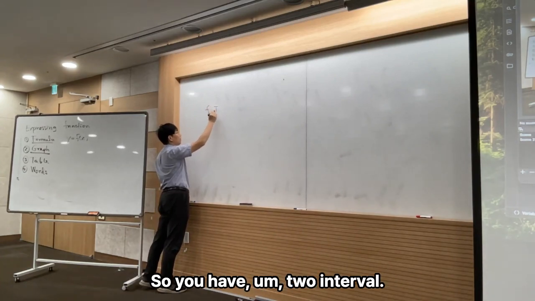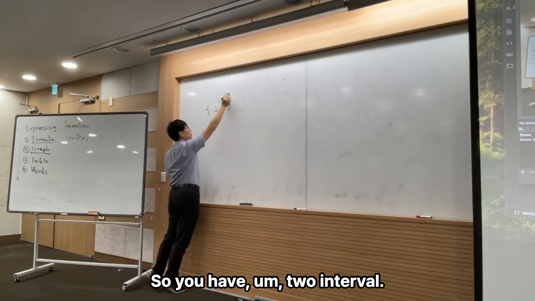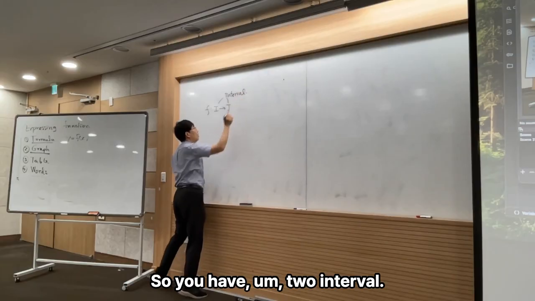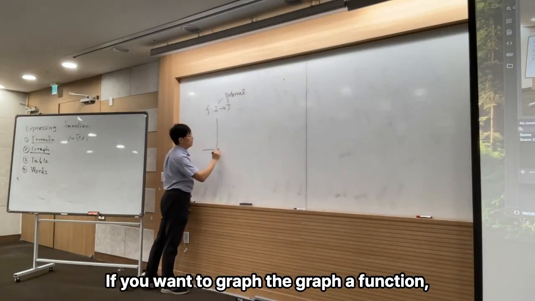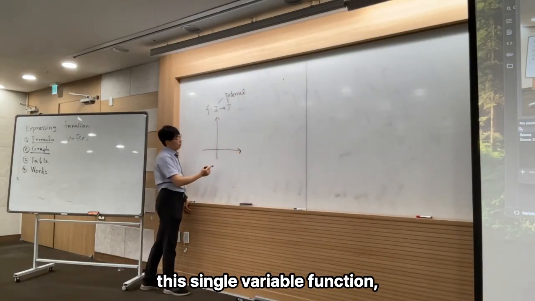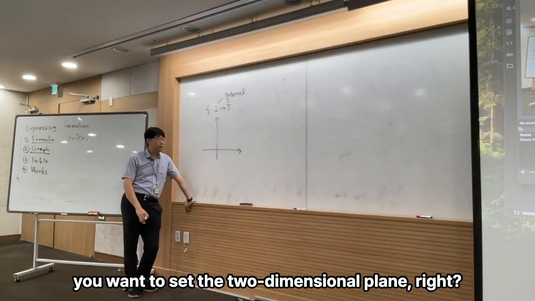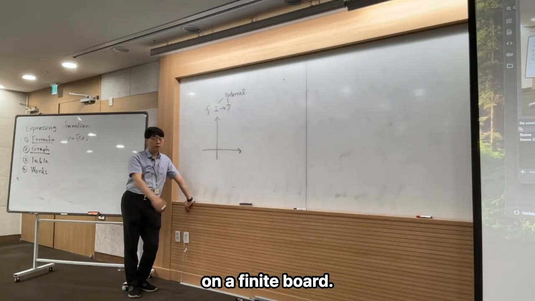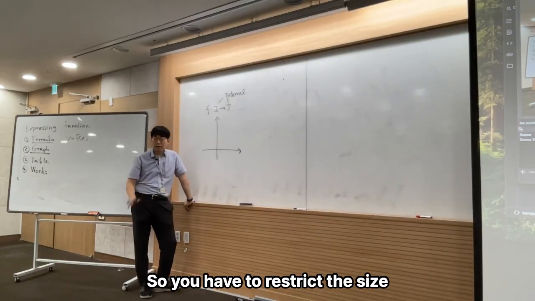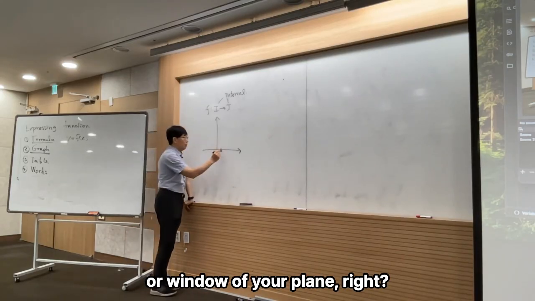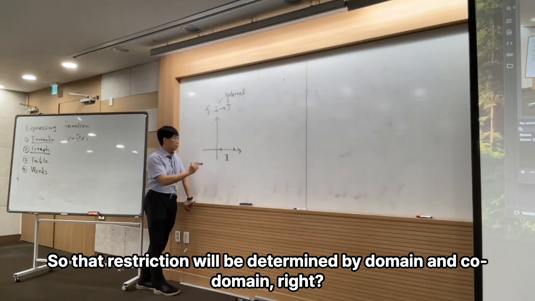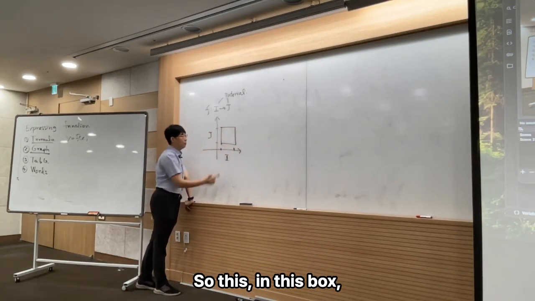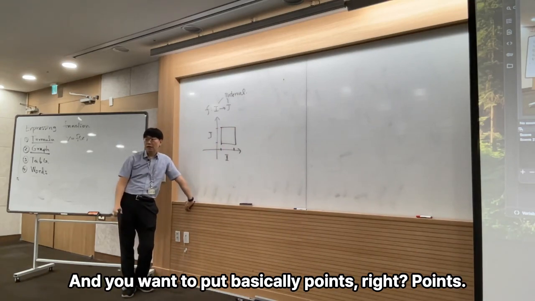So you have an interval. If you want to graph a single variable function, you want to set up the two-dimensional plane, right? But we cannot put the infinite plane on a finite board. So you have to restrict the size or window of your plane, right? That restriction will be determined by the domain and codomain, right?